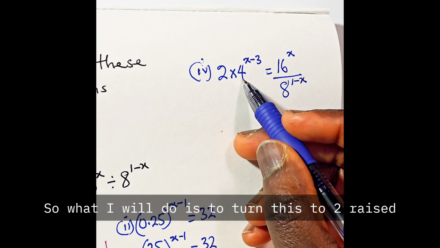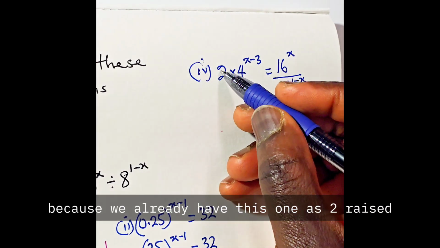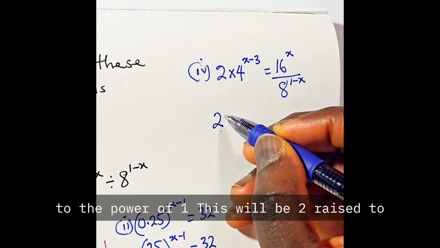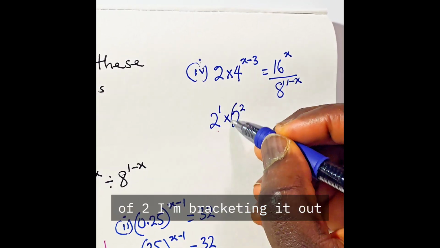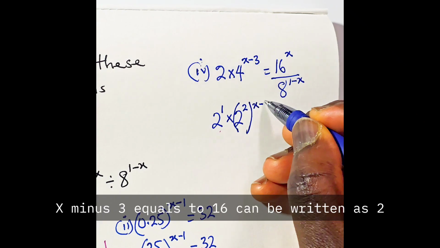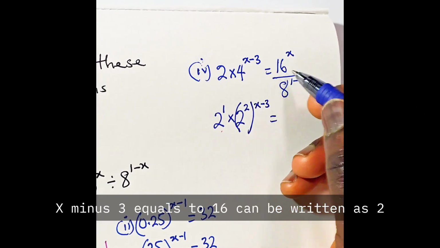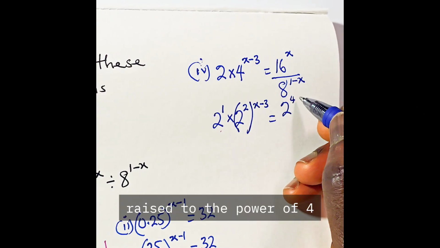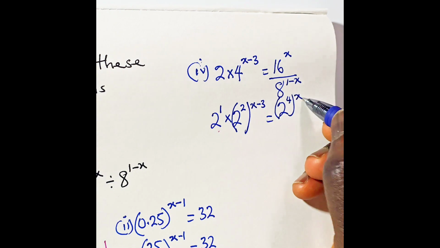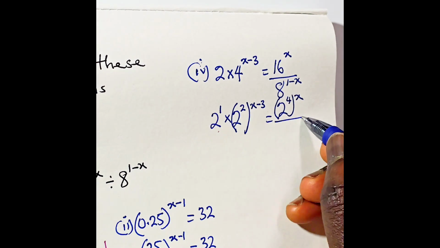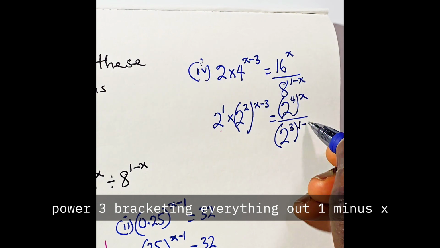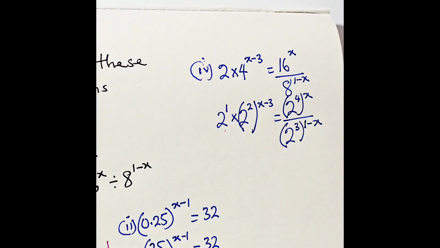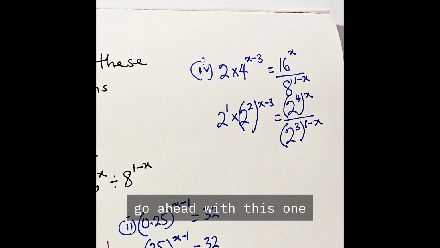So what I will do is to turn this to 2 raised to the power something, because we already have this one as 2 raised to the power 1. This will be 2 raised to the power 1 times 2 raised to the power 2. I'm bracketing it out, x minus 3 will equal 16, which can be written as 2 raised to the power 4. I'm bracketing out into bracket x. Then 8 can be written as 2 raised to the power 3. I'm bracketing everything out, 1 minus x. If that is good, we can go ahead with this one.